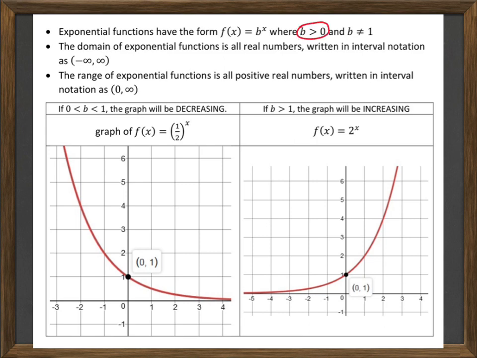So that's why we need it to be positive, so it doesn't oscillate between negative and positive numbers. Why don't we want it to be 1? Let's think about that. Well, let's suppose it was 1, right? So we have f of x equals 1 to the x power.